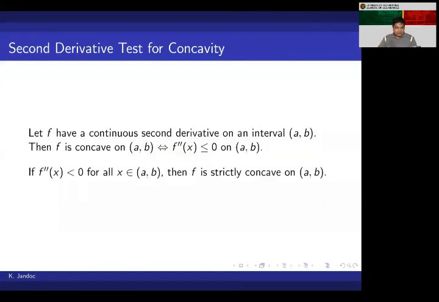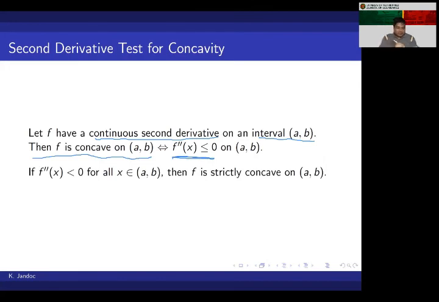Now we have the second derivative test for concavity, which just formalizes the graph that we had in the previous slide. So this is the theorem. If we have f as a continuous function with continuous second derivatives on an interval A B, then f is concave on that interval if and only if the second derivative is less than or equal to 0 on A B. So the example in the previous slide illustrates what this theorem means.